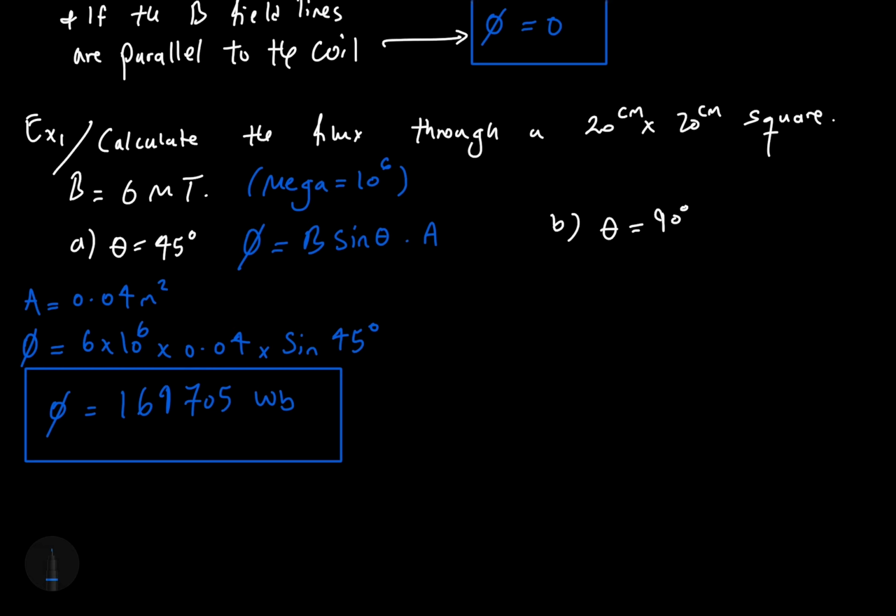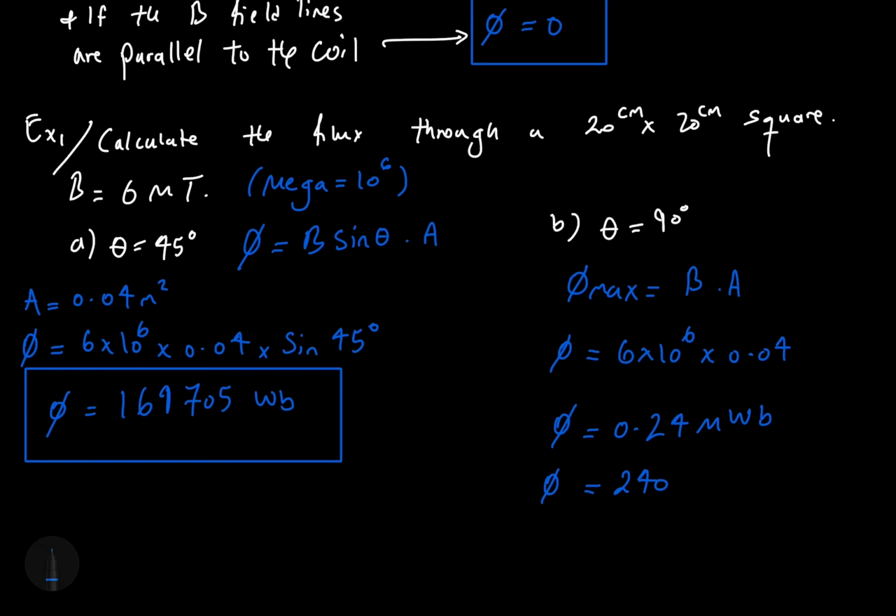Now, if theta, or the angle between the field lines and the coil, is 90, then we can assume we have maximum flux, and maximum flux means we just have to multiply the magnetic field by the area. So phi max is going to be equal to 6 times 10 to the power of 6, or we could just keep the mega, times the area. So we can say 6 times 0.04, that's 0.24. 0.24 times 10 to the power of 6. We can say it's 0.24 megawebers, or simply phi is equal to 240,000 webers.